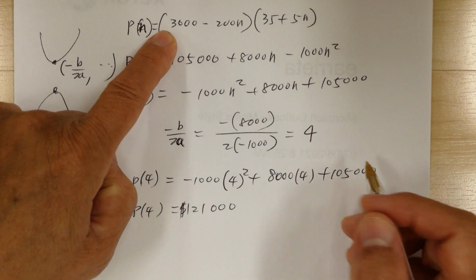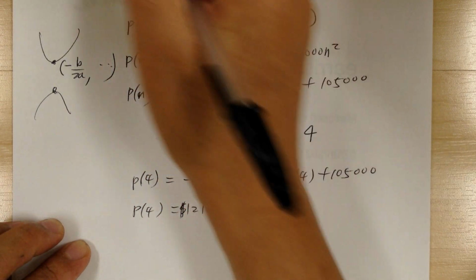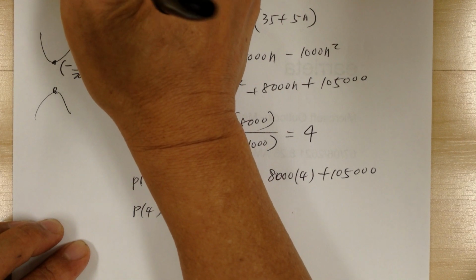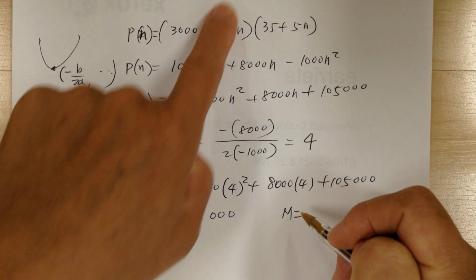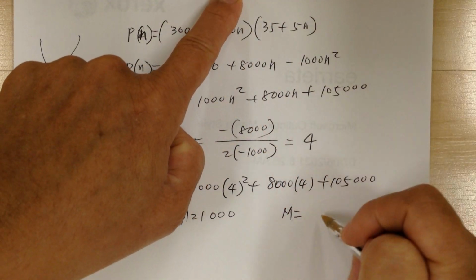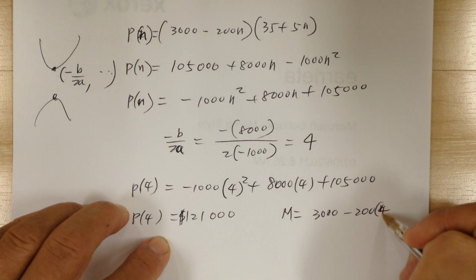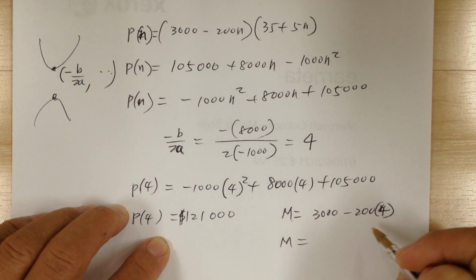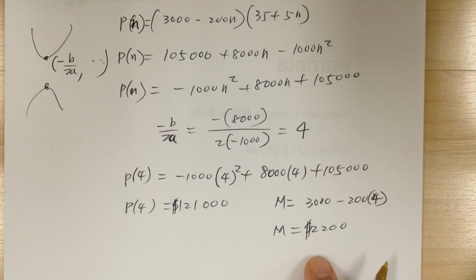So if you want to find out what the markup is, over here let's go and use m for markup. So the markup will equal this over here, 3,000 minus 200 times n, which is 4. So the markup would be 2,200. So a markup of 2,200 will give you the optimum.